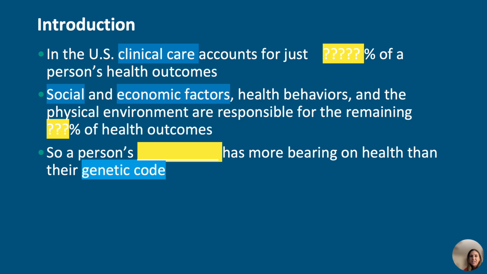So, in the United States, clinical care accounts for just 20% of a person's health outcomes. Social and economic factors and health behaviors and the physical environment, those are actually responsible for the remaining 80% of health outcomes. So that means that a person's zip code has more bearing on health than their genetic code.